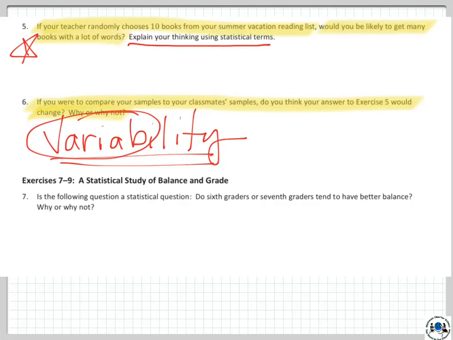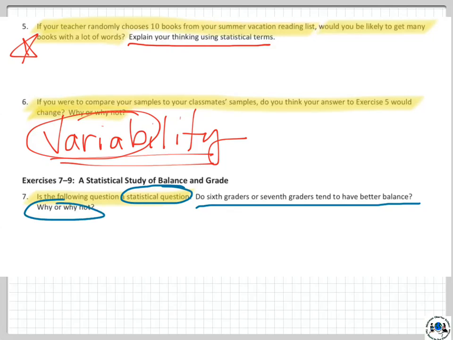But anyway, number 7 here asks you, is the following a statistical question? Again, thinking regarding statistics. Here's the question. Do sixth graders or 7th graders tend to have better balance? Why or why not? Is this a statistical question?